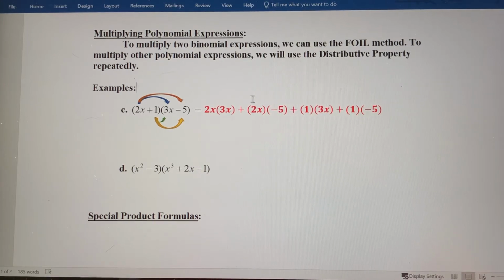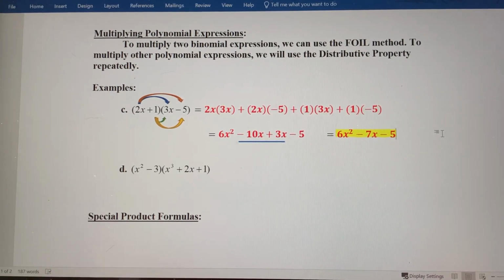Now I want to multiply all these terms. Generally, we might have like terms in here that we need to combine later on, but we'll play that by ear. Whenever we see it, we'll deal with it. So 2x times 3x is 6x squared. 2x times negative 5 is negative 10x. 1 times 3x is 3x, and 1 times negative 5 is negative 5. Now, like I said, in the middle there, you've got some like terms we need to combine. Once I combine those, my answer will be 6x squared minus 7x minus 5.